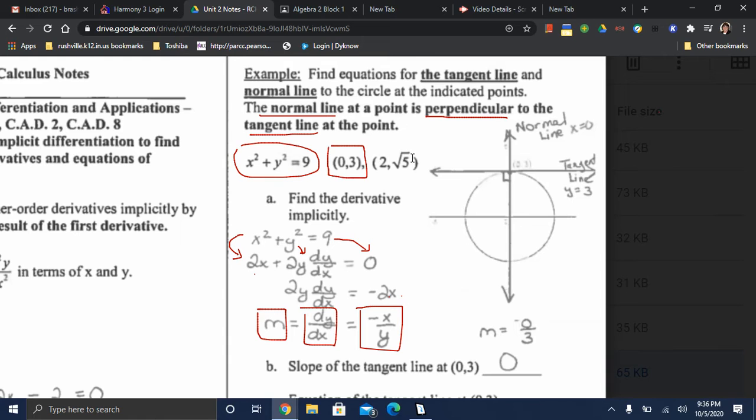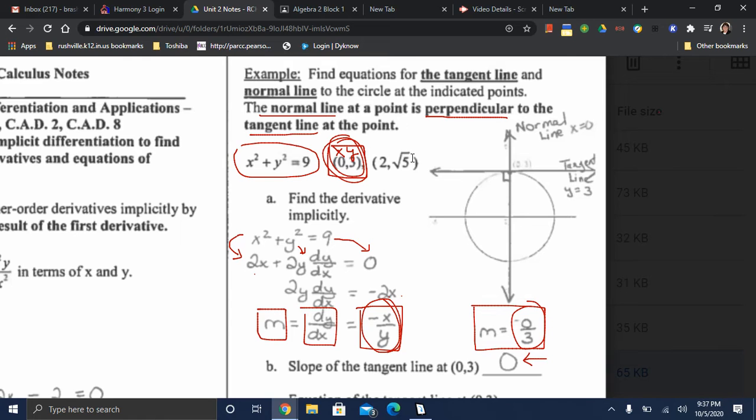And then we can substitute in our ordered pair. Notice that 0 is x and 3 is y. We'll substitute those in, and we get a slope of negative 0, which there's no such thing, so it's just 0 over 3. Again, that came from this point being substituted in for the x and the y to get 0 over 3. And so the slope of our tangent line is 0.